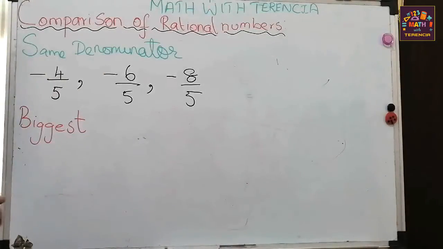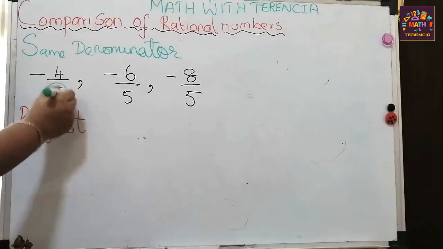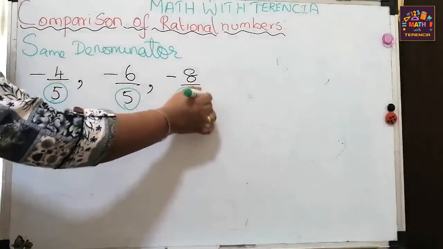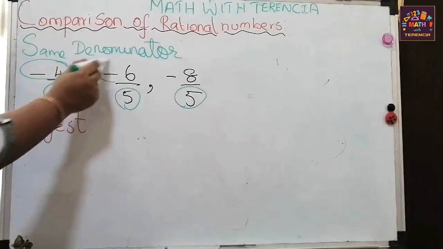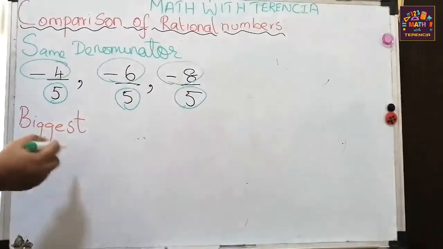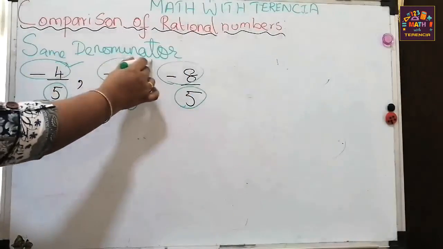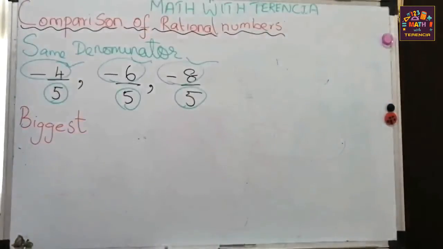We know all the denominators are the same. That is a very important step you need to check. I have all the denominators as 5, 5, 5. So I can easily compare the numerators. I have minus 4, minus 6, minus 8. Which is the biggest? Do you think minus 8 is the biggest?